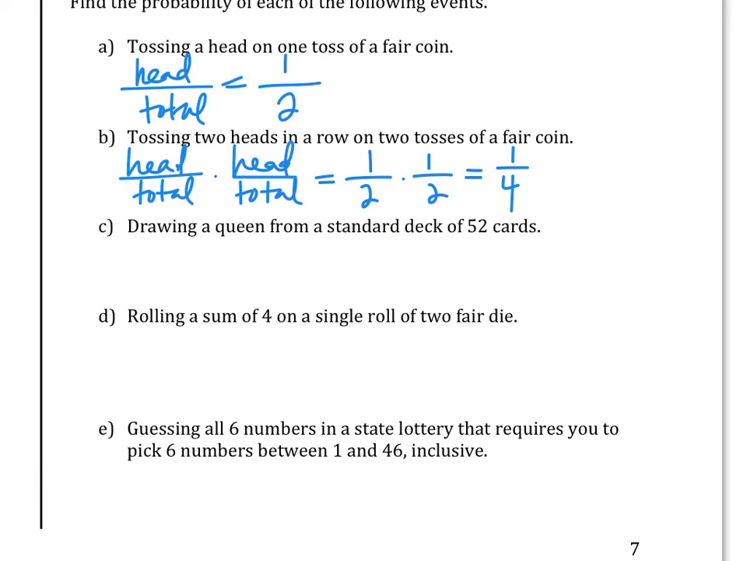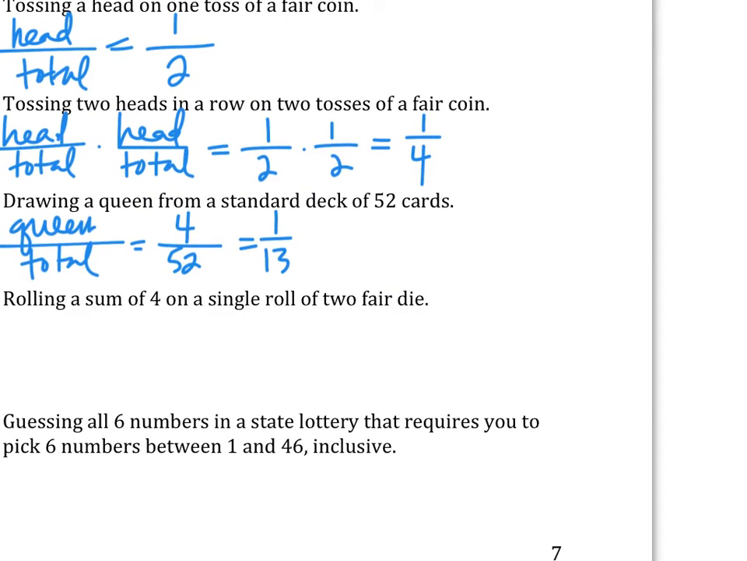Next, drawing a queen from a standard deck of 52 cards. You want a queen over all total possible. There are 4 queens out of 52 cards, so this is 1 out of 13. Next, rolling a sum of 4 on a single roll of 2 fair dice. You have 2 dice, you roll both of them, and hopefully you will get a sum of 4.